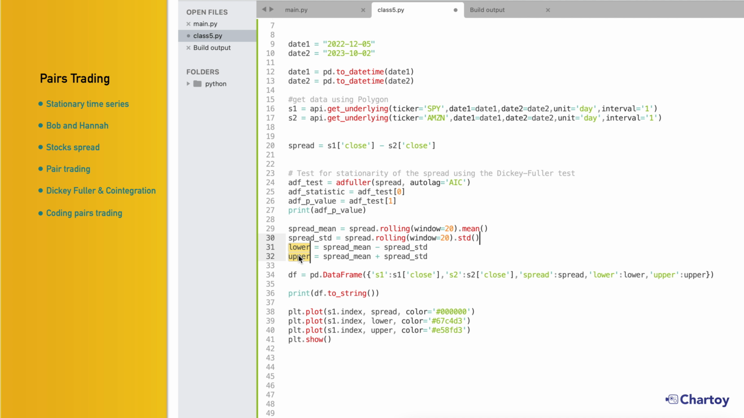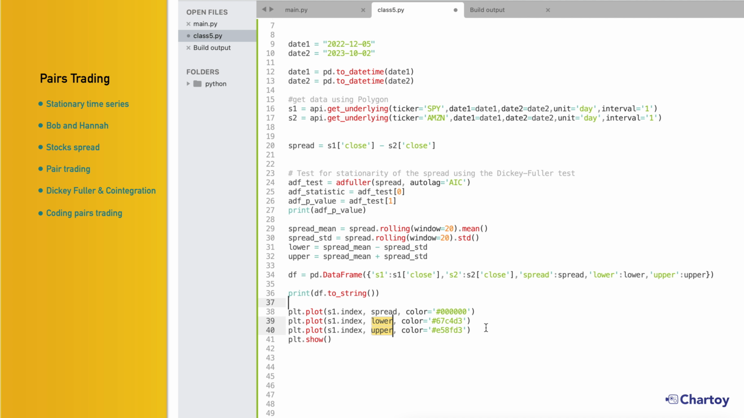And then we will create two bands, the lower band and the upper band. So the lower band will be the mean minus the standard deviation, right? And the upper band will be the mean plus standard deviation. If you don't understand that, look at the previous class about Bollinger Bands. The reason we do this is because we want to know how to make decisions around the spread. So here we add the upper and lower bands to the data frame in order to see it, and we want to visualize it also, so we add the lower and upper band to the plot.